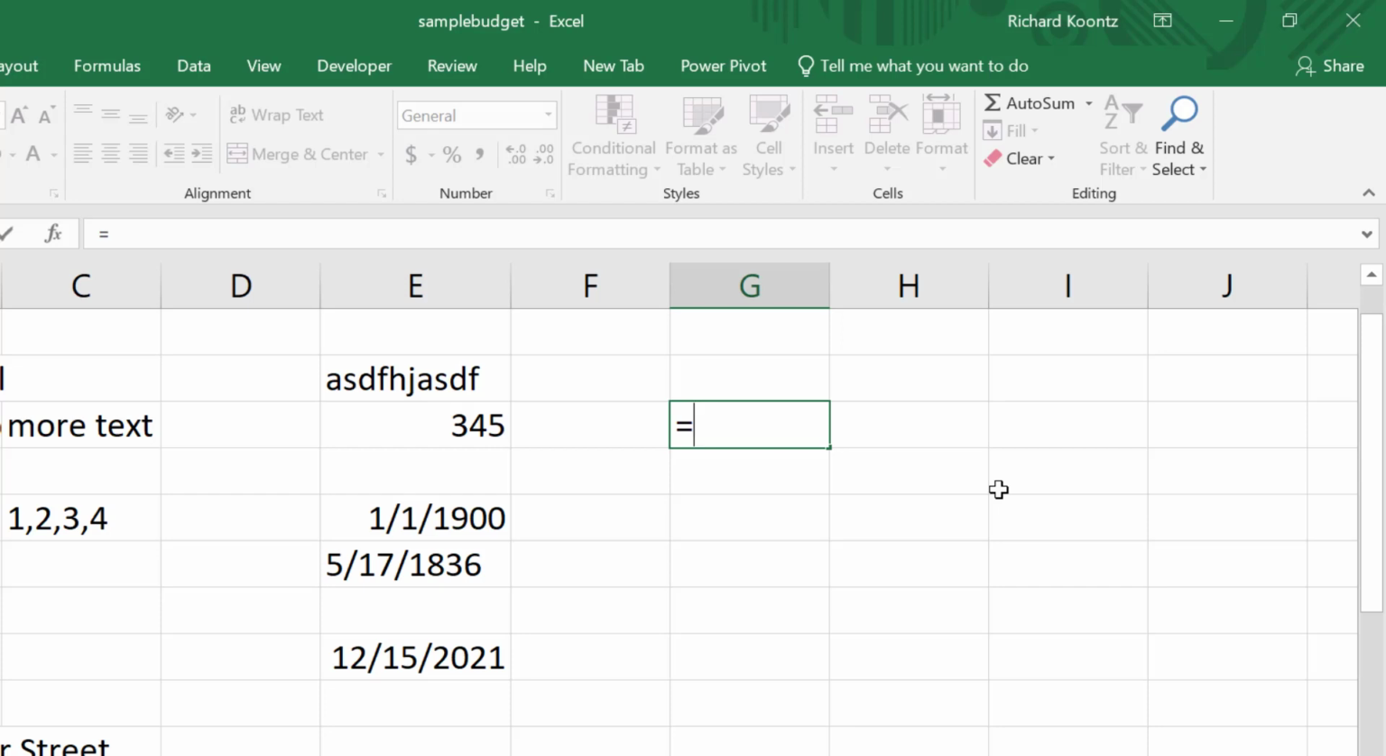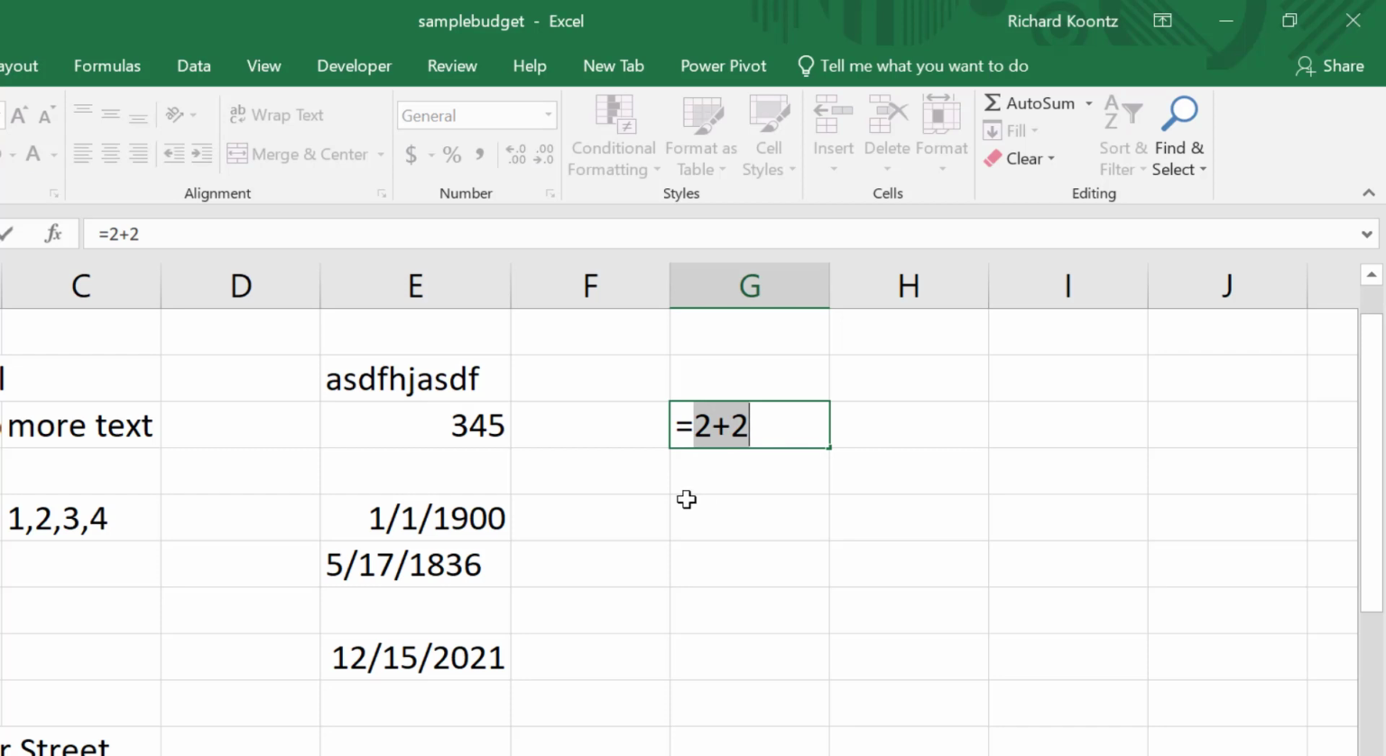Here I'm going to say equal to 2, and then I'm going to add a plus sign and 2, so equal to 2 plus 2, we should get 4. And when I hit enter, I do get 4. When I look at my formula, notice that everything is to the right side of the equal sign, and there's nothing on the left side of the equal sign.